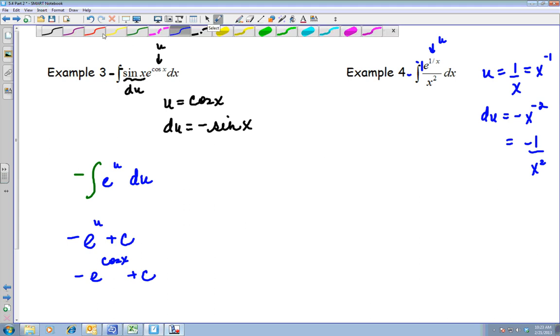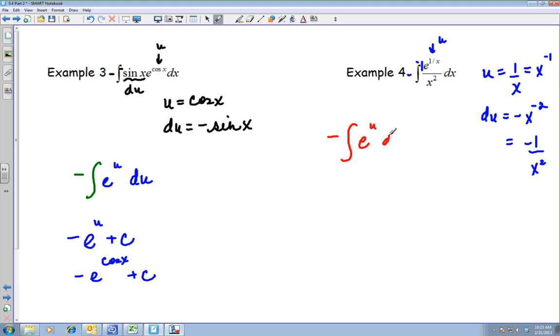Okay, so let's look and make sure everything matches up. All right, here's my du. Here's my u. So my integral now is negative e to the u du. This is my du. Here's my e to the u. So the integral would be, when I integrate, negative e to the u plus c. Substitute your u back in, negative e to the 1 over x plus c.